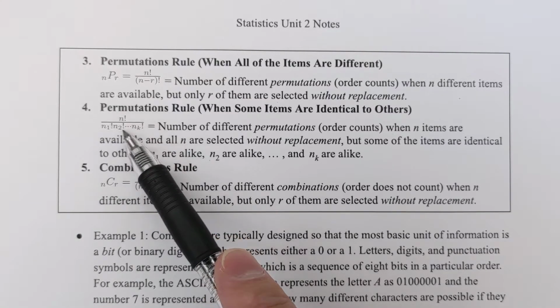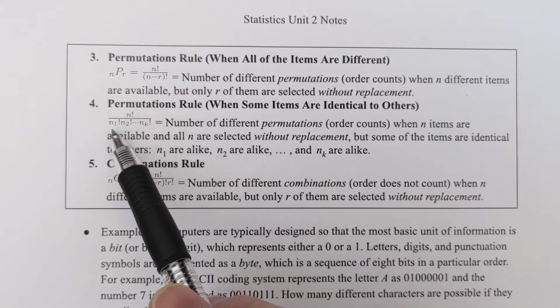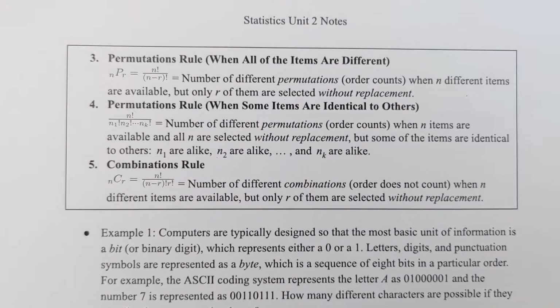A lot of times you see this in how many different ways you can arrange the letters in the word banana. Because some letters repeat, there are 3 A's and 2 N's, so it could be B, A, N, A, N, A. That's 6 letters, so 6 factorial on top. Then you have a 3 factorial for the repeating 3 A's and a 2 factorial for the repeating 2 N's.